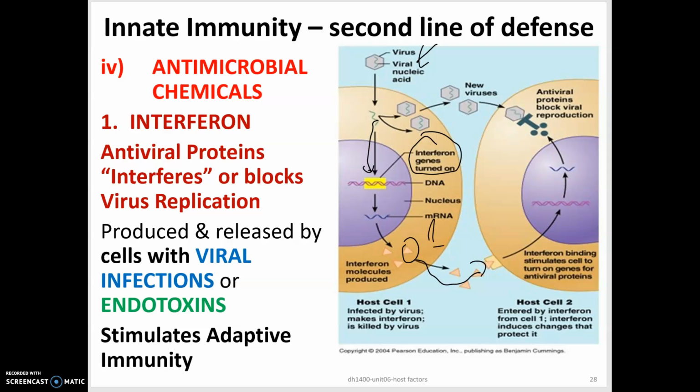So here's our first cell, and this one's going to be our second cell. Those interferon molecules will turn on genes inside the other cell, and it will produce proteins that will block the uncoating of the virus. So when the virus enters cell number 2, it's protected against that viral replication cycle. So the virus can't replicate, it can't release new virions, it can't go on and infect any new cells. So that's the role of interferon.